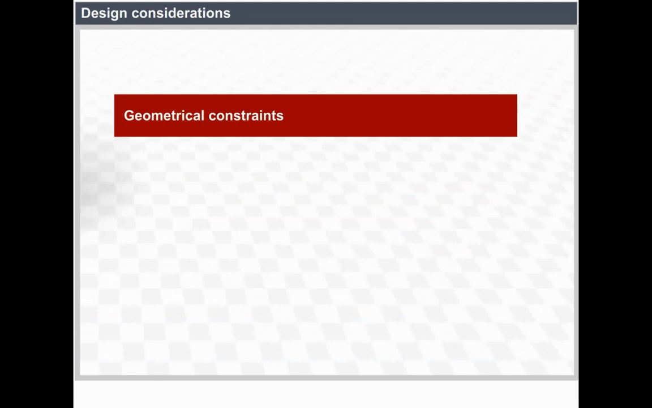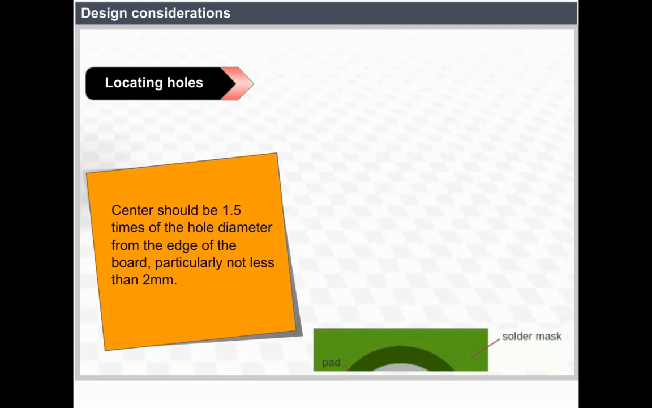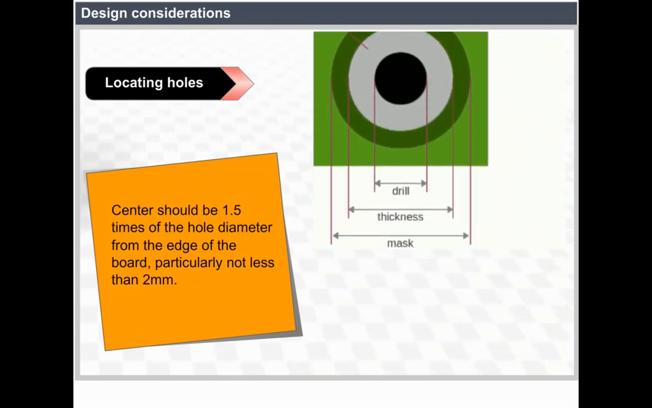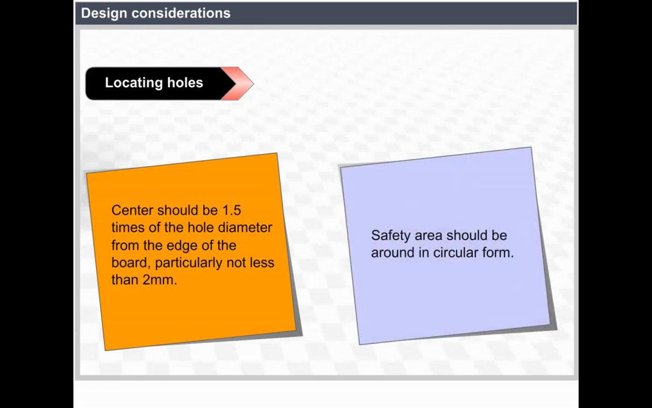Geometrical constraints. Locating holes, mounting holes, edges. Locating holes: the center should be 1.5 times the hole diameter from the edge of the board, but not less than 2 mm. The safety area should be in a circular form.